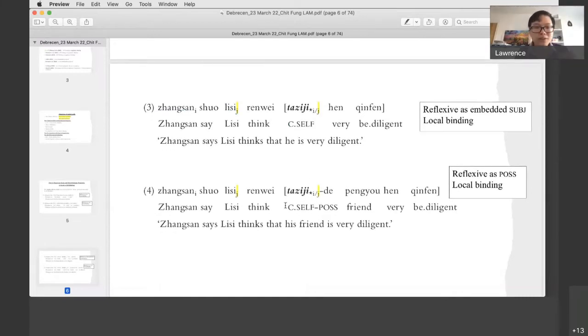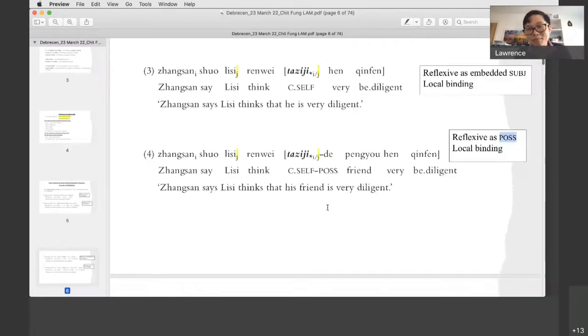Similarly, example 4 is also different from how English reflexives behave. We can say that Zhang San says Li Xu thinks himself friend very diligent. That is not something that we say in English. Again, it's being bound by the closer potential antecedent. So the reflexive can be used as what we call a possessor function as well, and it also engages in local binding.